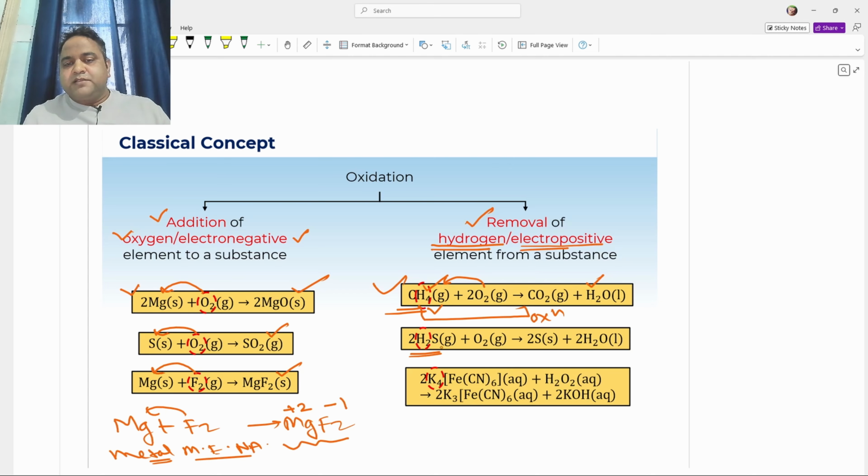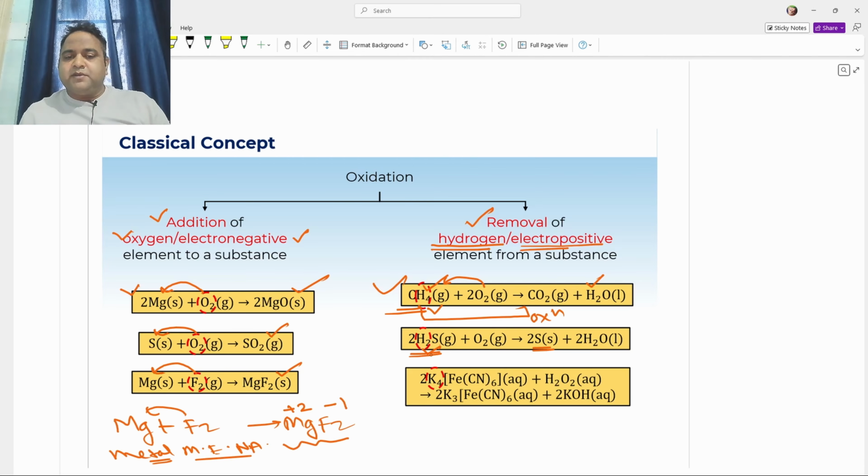H2S: sulfur is with the hydrogen atom here. On the right hand side sulfur is separate, there is no hydrogen atom. So moving from H2S to S is a kind of oxidation, removal of hydrogen. See this case, potassium ferrocyanide plus hydrogen peroxide. On the right hand side, earlier there were 4 potassium, now there are only 3 potassium. So the more reactive metal is lost, reduced in number. That is also a reference of oxidation.